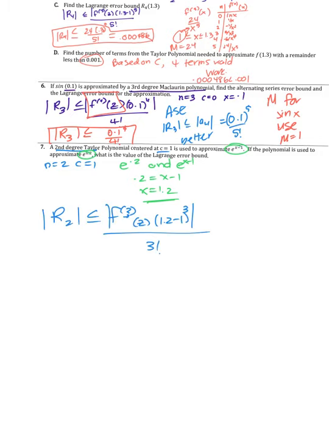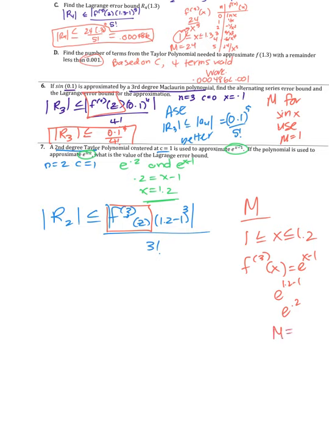Here we've set up our remainder. Now we need to just find a value for m. So we know that we're looking at x values that are between 1 and 1.2. Our center and the value we're approximating. If we look at the third derivative of e to the x minus 1, we still get e to the x minus 1. If we plug in 1.2, we get e to the 0.2.